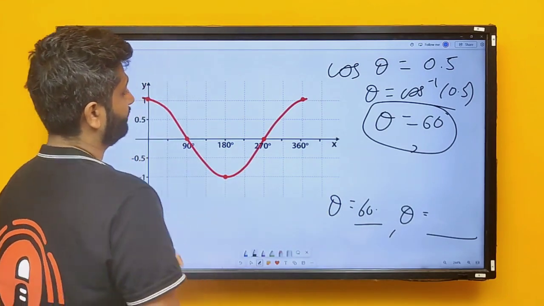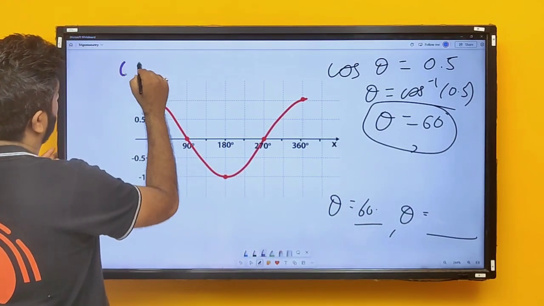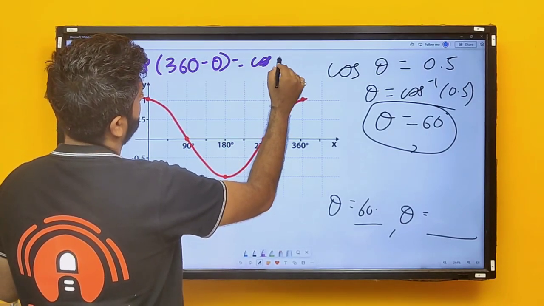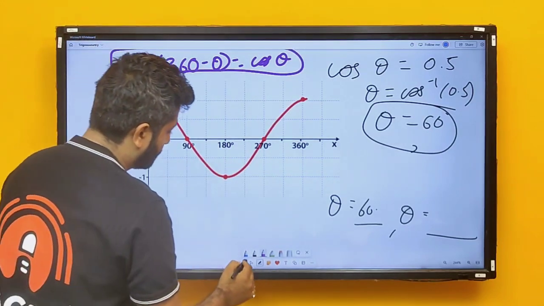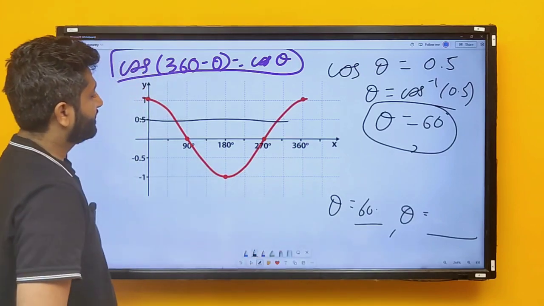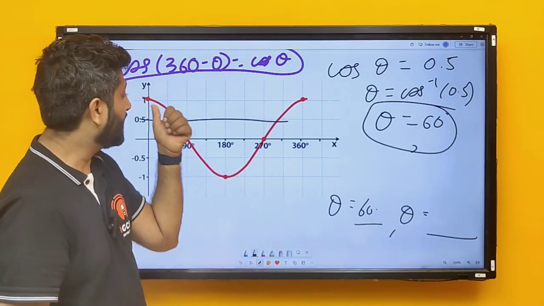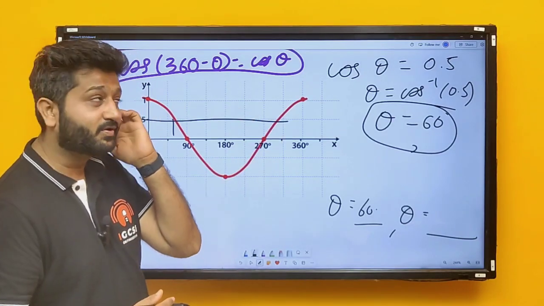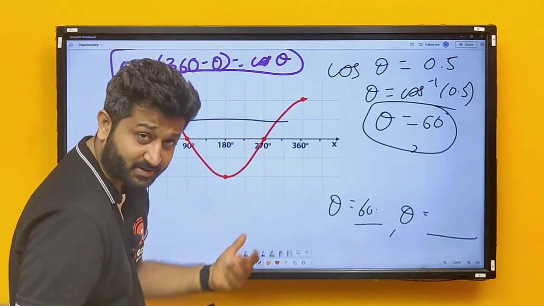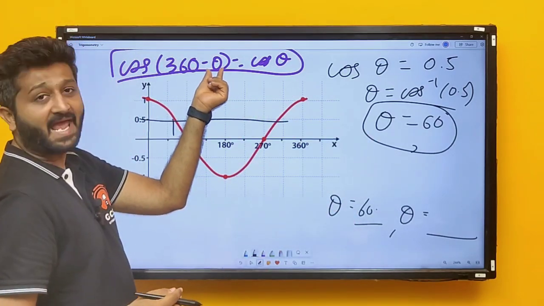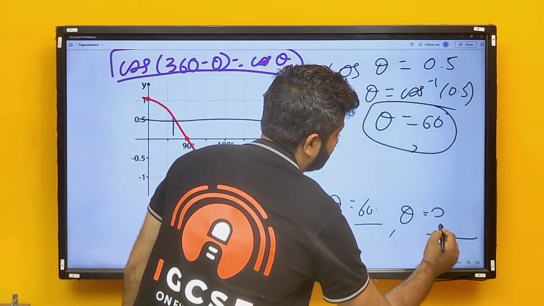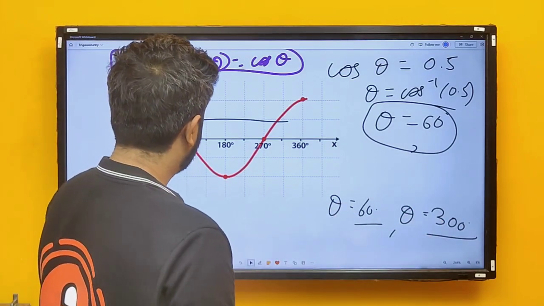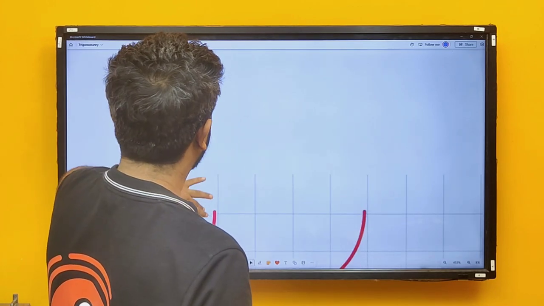Like sin(180 minus x) for sin x, in the same way for cos, we have cos(360 minus theta) equals cos theta. You can also see that if I draw a line at 0.5, the first point where the line intersects the curve is before 90, and the second point is after 270 but before 360. So cos(360 minus theta) is cos theta. If 60 is the angle, then 360 minus 60 is 300. So cos 300 is the same as cos 60. Now let's move to the second part.